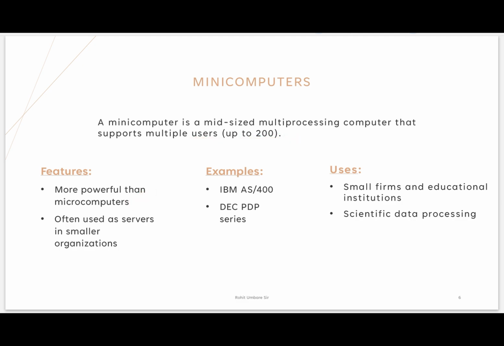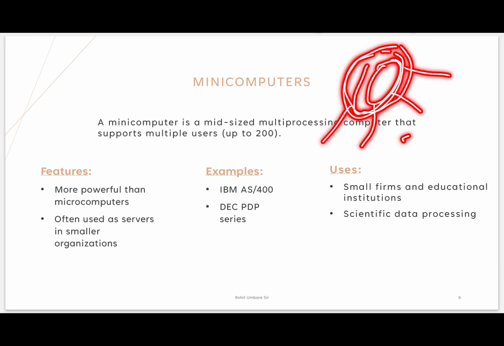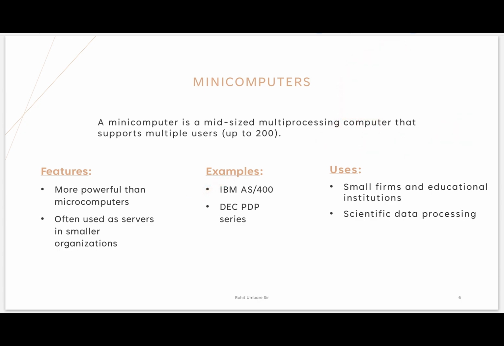Then often used as servers in small organizations. Server means what? Where all the data is stored, correct? As I told you, everything is stored in a CPU, and the CPU is connected to a maximum of 200 computers, correct? Then what are the examples? IBM AS400, DEC PDP series. Who uses this? Small firms and educational institutes, right? And then scientific data processing.